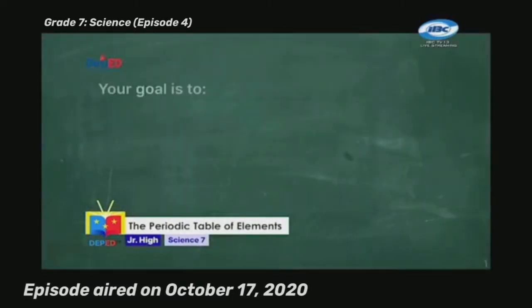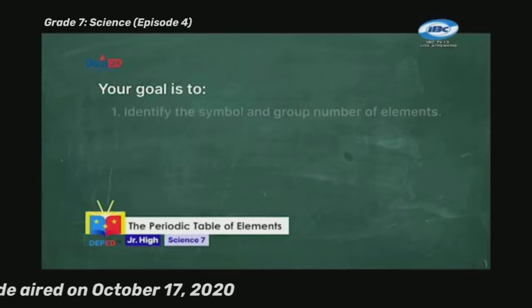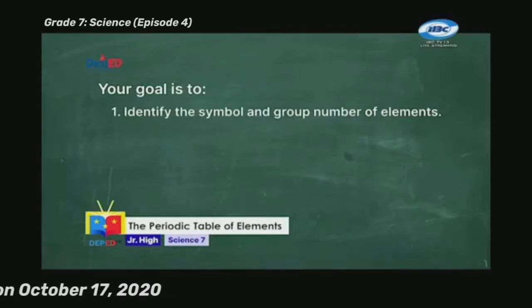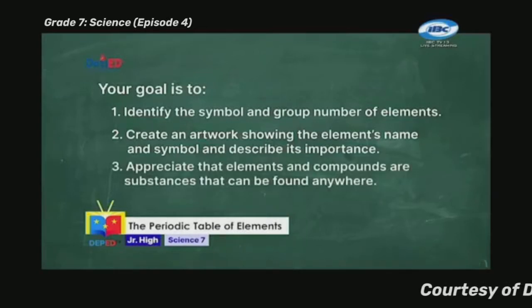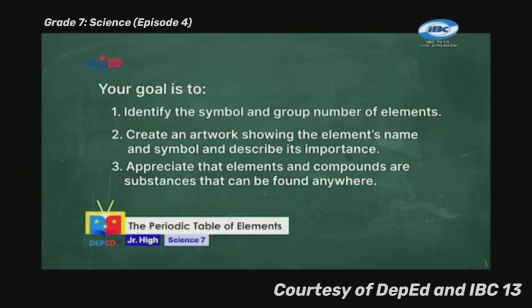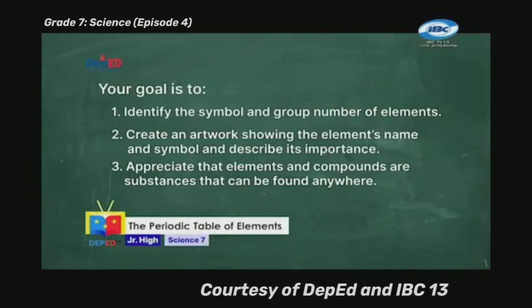In this lesson, your goal is, number 1, identify the symbol and group number of elements. Number 2, create an artwork showing the element's name and symbol and describe its importance. Number 3, appreciate that elements and compounds are substances that can be found anywhere.